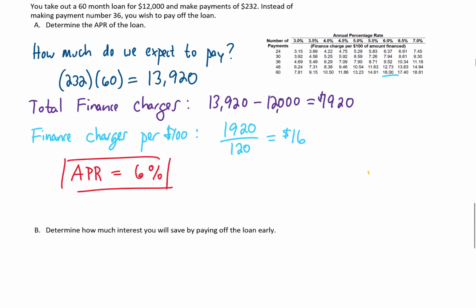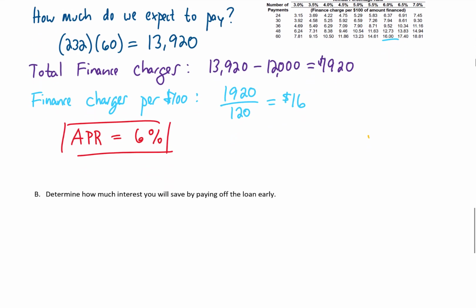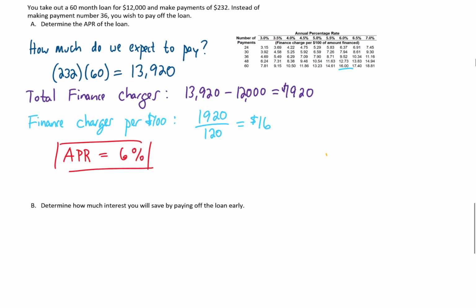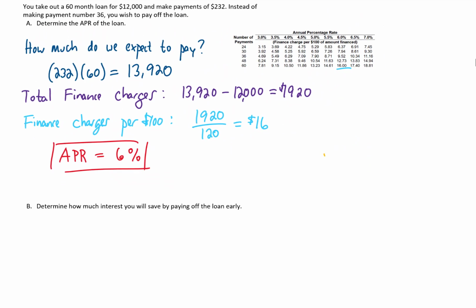The next question asks us to find how much interest we're going to save by paying this loan off early. Again, instead of making payment number 36, we're going to pay off the loan completely. So get ready for a formula.